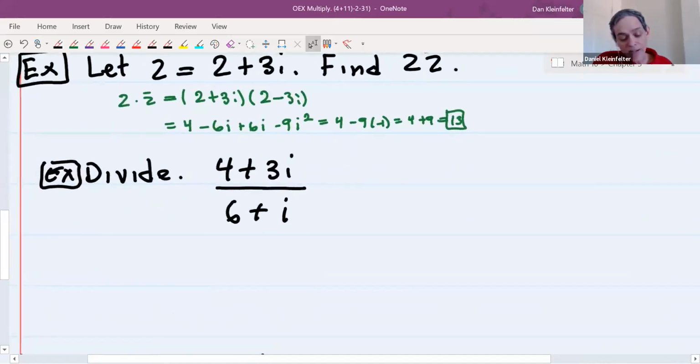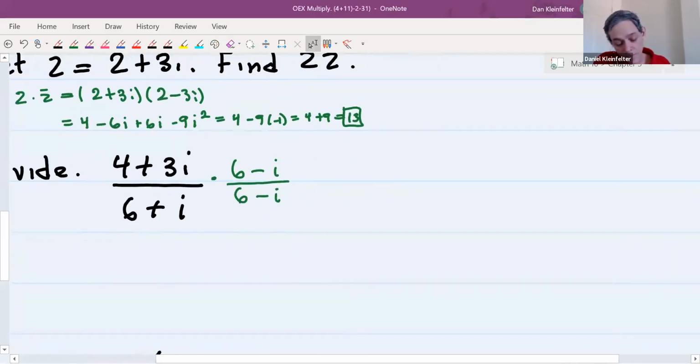The fact that that turns out to be a real number is actually how we end up doing division with complex numbers, okay? So here, we're going to try it with 4 plus 3i divided by 6 plus i. What you do to do division for a complex number is you multiply the numerator and denominator of this fraction by the conjugate of the denominator. So that will be 6 minus i. Okay, conjugate of the denominator.